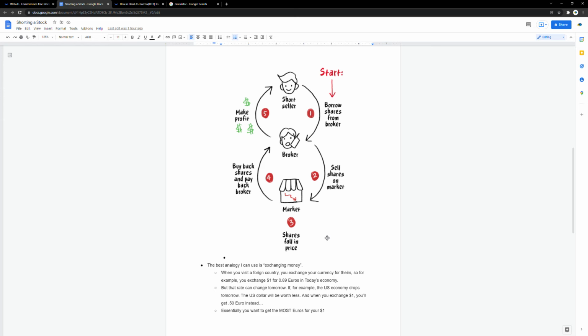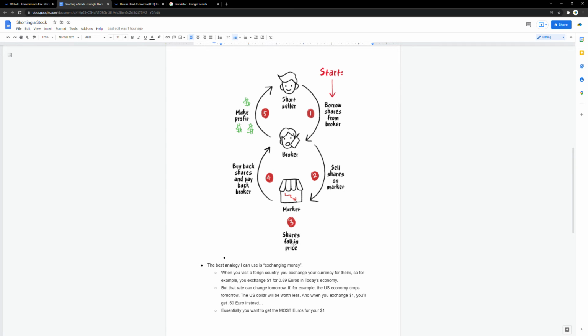That exchange rate might change tomorrow. For example, the US economy can drop tomorrow and the US dollar is going to be worth less. So when I go to exchange that $1, I might get 0.50 euro instead. So I might get like half a euro instead of 0.89. It just depends on the economy, what's going on, and what your money is worth at the moment.